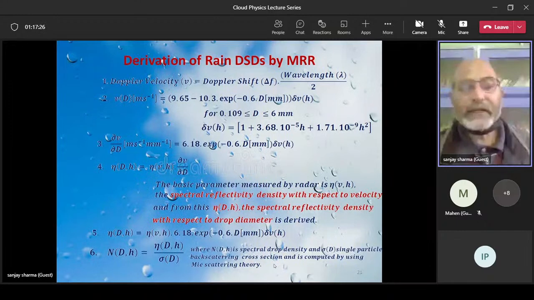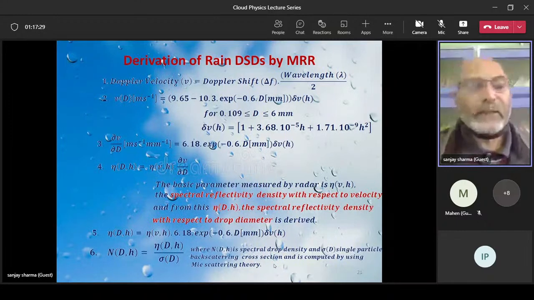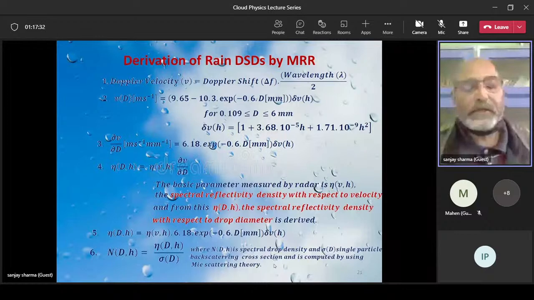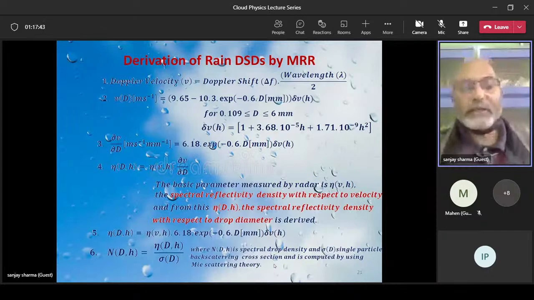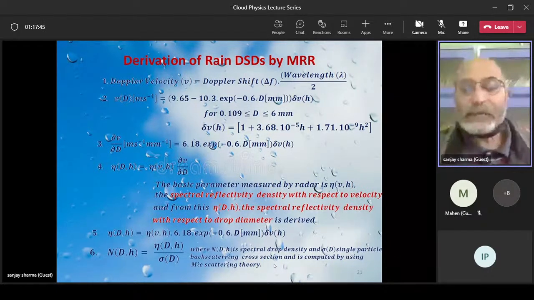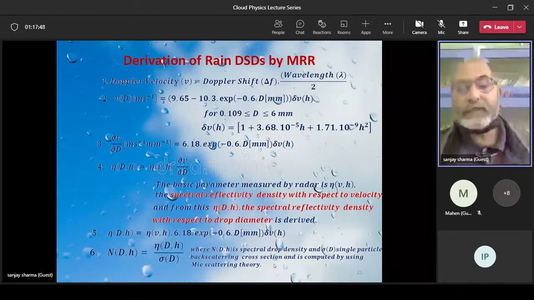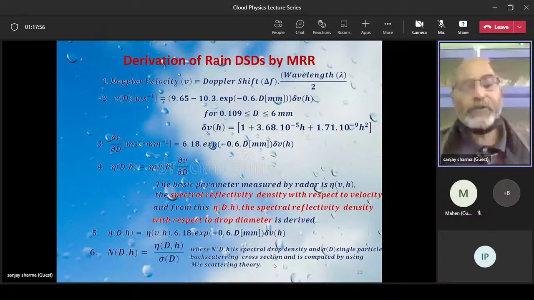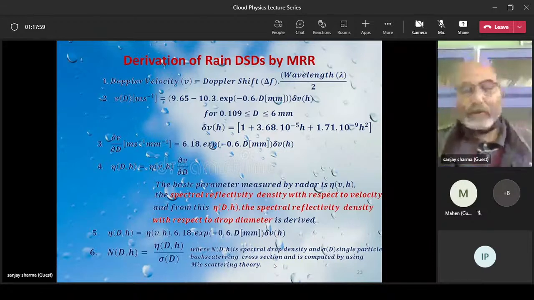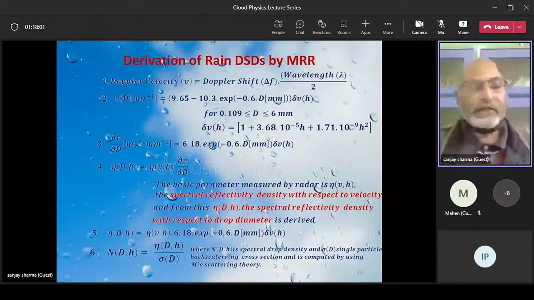And once we have reflectivity available, we can calculate the number density by using the spectral reflectivity density divided by the single particle backscattering cross section. This is a standard formula, but here the backscattering cross section is calculated by computing, or by using Mie scattering theory. So that care we have to take. With this formulation, MRR gives the number density.